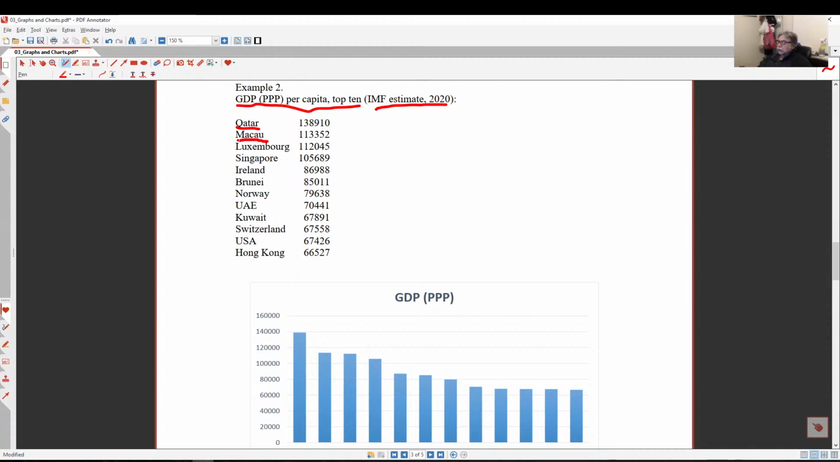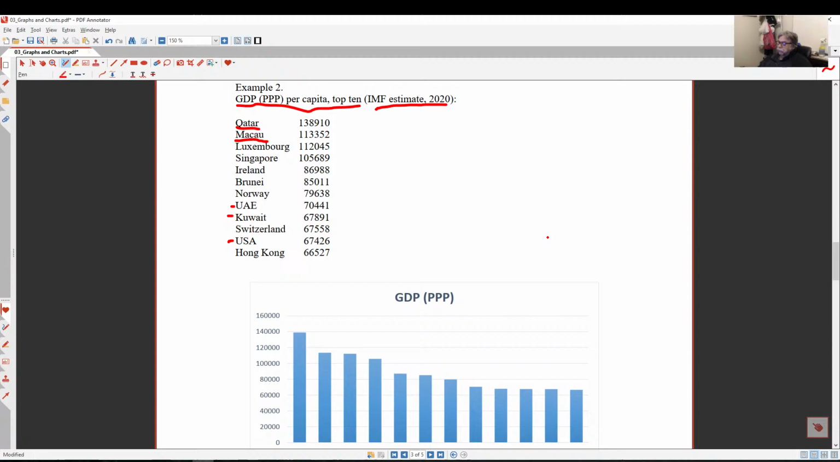Macau, a city-state on the coast of China, or I should say it's part of China. Then we have Luxembourg, a European country, Singapore, a city-state on the Malaysian Peninsula, Ireland, a European country, Brunei, a small state in the Indonesian archipelago, Norway, which is a European country, two Gulf Coast countries, United Arab Emirates and Kuwait, Switzerland, a European country, United States, here we are, number 9, and Hong Kong, a city-state, part of China.